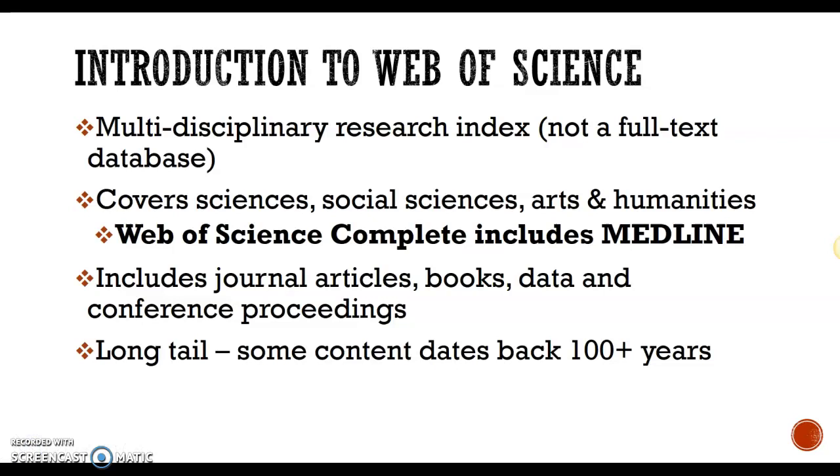A bit about the Web of Science. It's a multidisciplinary research index, including literature from the sciences, social sciences, as well as some arts and humanities. We'll be focusing on the version of the Web of Science called the Web of Science Complete, since that's the version that includes Medline. Always ensure you're searching the complete version if you want to access Medline. The content in the Web of Science includes journal articles, books, data, and conference proceedings. And some of the content dates back quite a long time, more than 100 years.